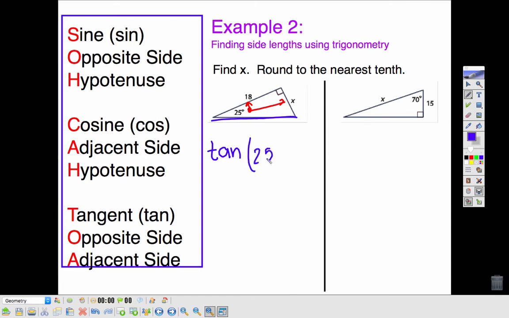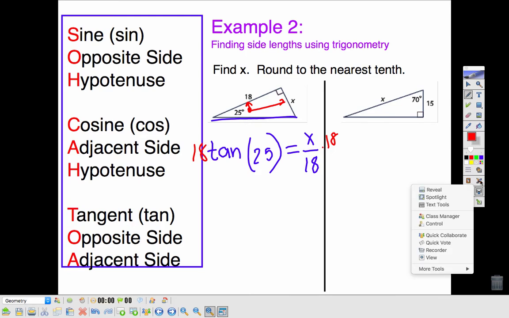So tangent of 25, so the degrees goes with the sine itself, is equal to what? Opposite over adjacent. Okay? So the tangent of 25 is equal to x over 18. How am I going to solve for x? How do I get x by itself here? So 18 tangent of 25.